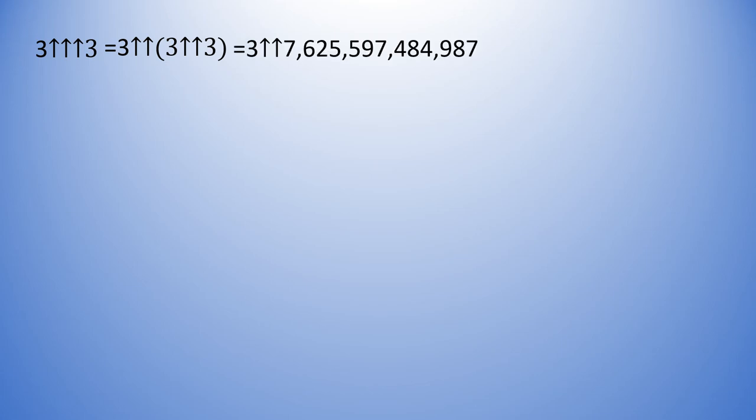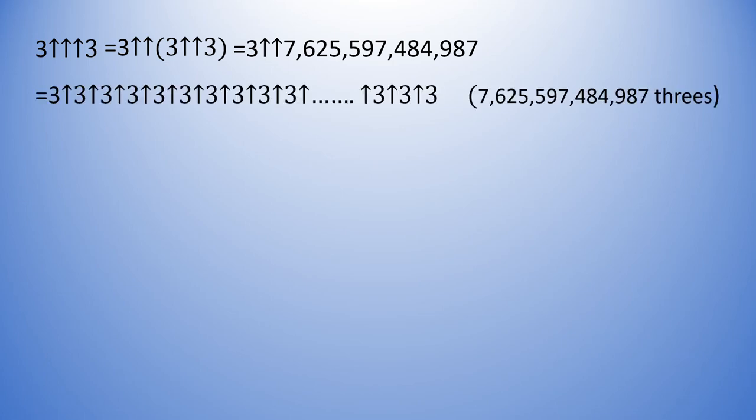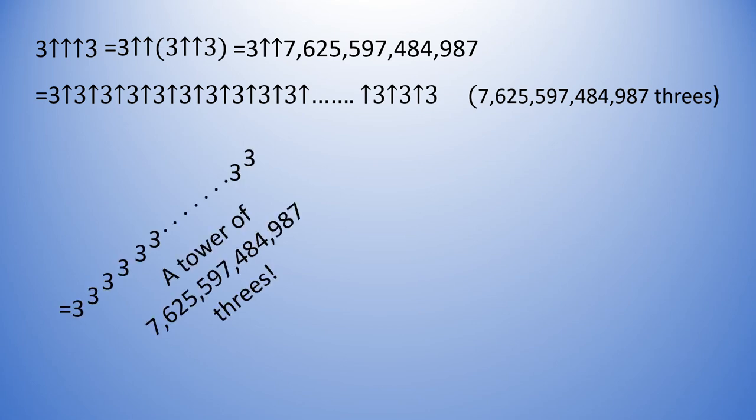So this is 3 up up 7 trillion. What that means is 3 up 3 up 3 up 3 up 3, and so on, where there are 7.6 trillion threes in that line. Or to put it another way, 3 to the power of 3 to the power of 3 to the power of 3, where there are 7.6 trillion threes.